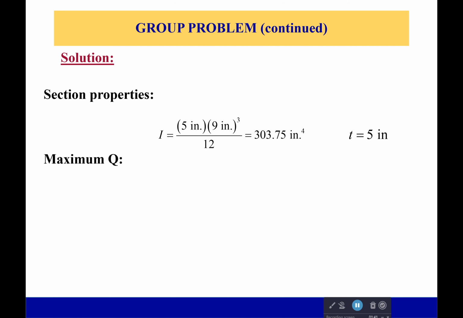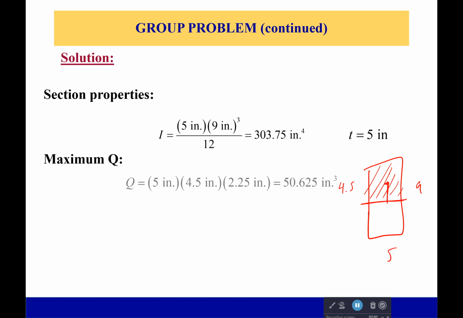Now what's the max Q? Well, if it's 9 inches tall, 5 inches wide, then our central axis is right in the middle, and it'll be either the area times the distance to the centroid for the top or the bottom. Either one works. I would probably choose just the top because that's what I typically do. So 4.5 times 5 times the distance to that point, which would be 2.25. That's the distance to the centroid, and this is the area of that new little section. So we get 50.625 inches to the third.